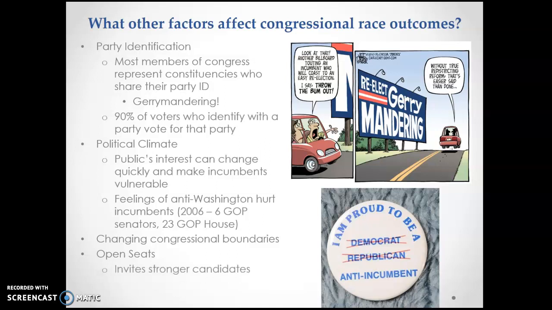Open seats as well. We said open seats invite stronger candidates. We talked about this with incumbency, but it is true. Most of the time, turnover in Congress comes from this, meaning, last year the seat was controlled by a Republican, but that Republican retired. It's changing to a Democrat, and the turnover or the change in Congress isn't necessarily that somebody lost, but that the Republican Party lost the seat because it became an open seat and incumbency wasn't an advantage anymore, and that impacts race outcomes.